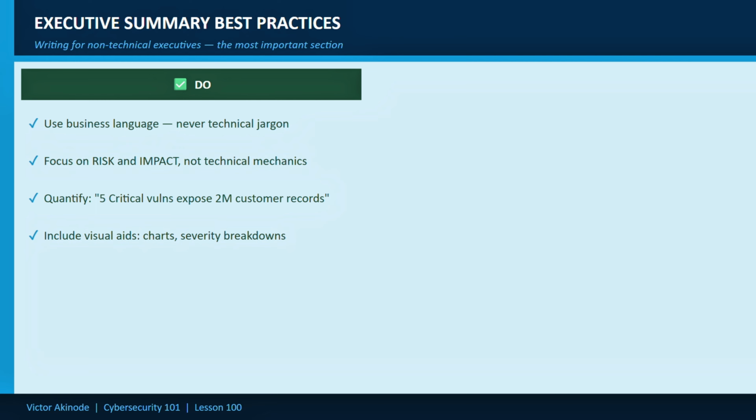Next, include visual aids such as charts and severity breakdowns. Also, lead with overall security posture rating, and you should keep it to 1 to 2 pages at maximum.